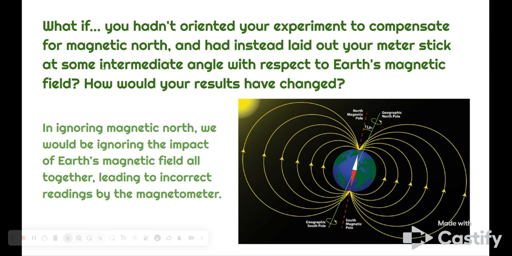If we hadn't compensated for magnetic north and I had laid out the meter stick at some intermediate angle, we would have been ignoring the impact of Earth's magnetic field altogether, leading to an incorrect reading by the magnetometer, because Earth has a very strong magnetic field, as we found. Just moving the phone around, you can find that, and to not account for that would be incorrect.